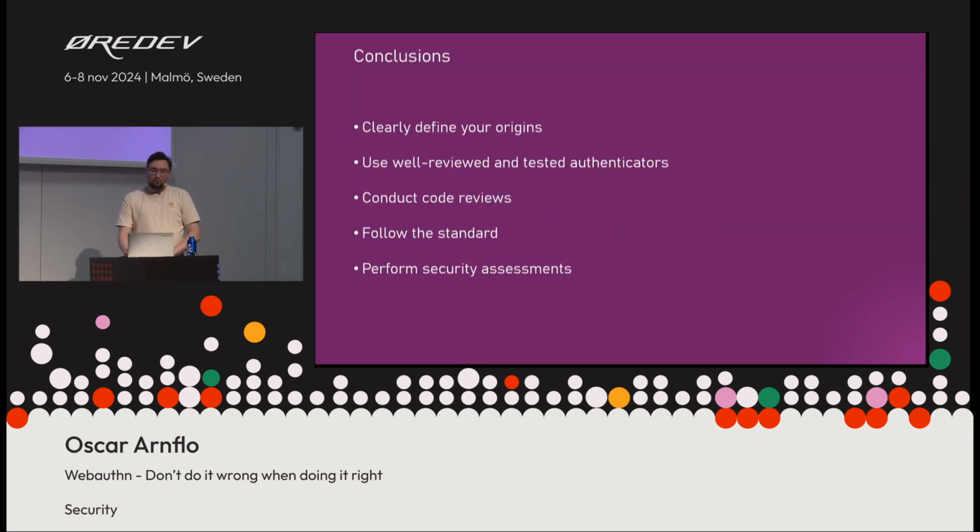So when you implement web authentication, make sure that you clearly define your origins. Don't be surprised if a web authentication response comes from an origin that you've never seen before. Make sure that you really know what you're doing.